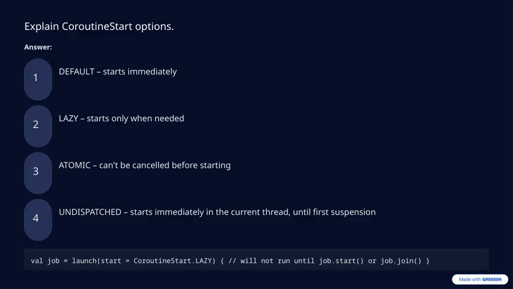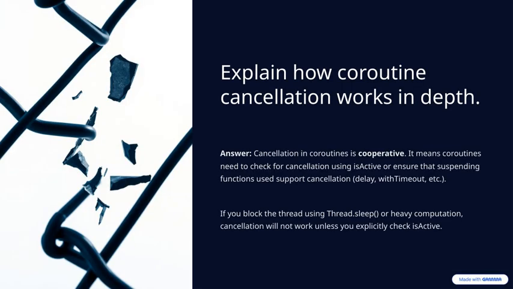To illustrate, if you write launch with start equals CoroutineStart.LAZY, the coroutine won't run until you call job.start or job.join. Understanding these options helps you control the execution flow of your coroutines more precisely, which ties into our overall theme of efficient asynchronous programming. So let's take a closer look at how coroutine cancellation actually works under the hood.